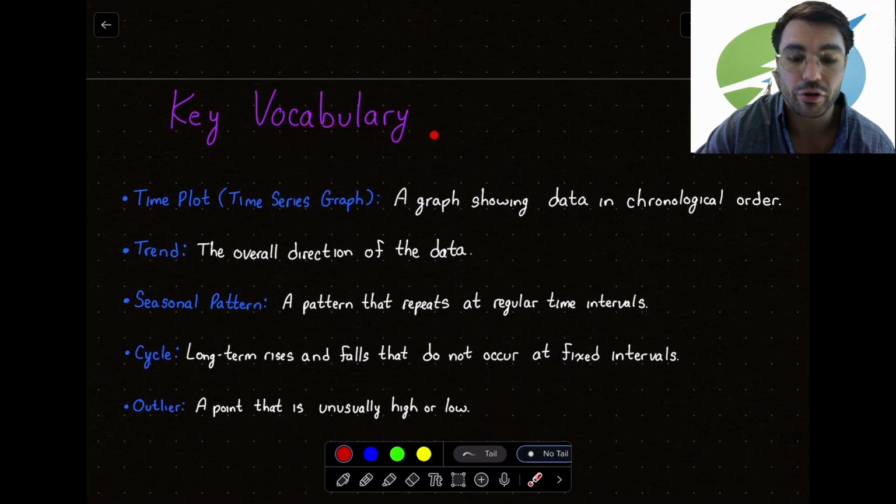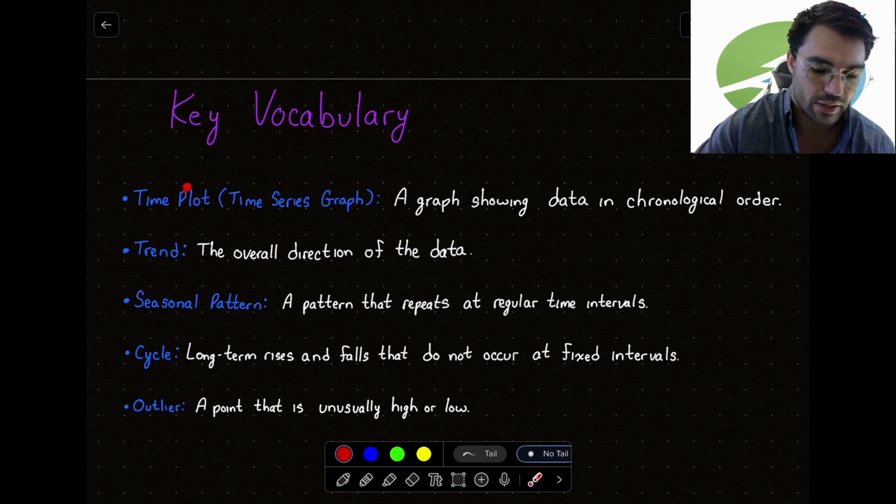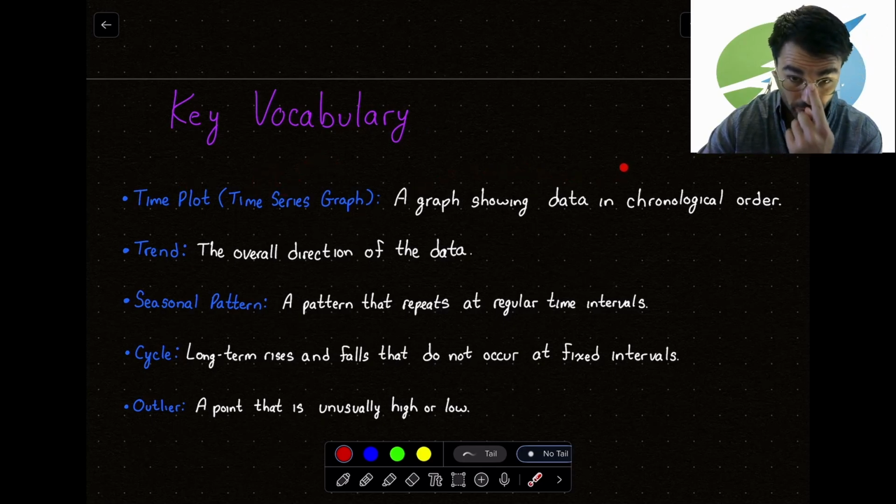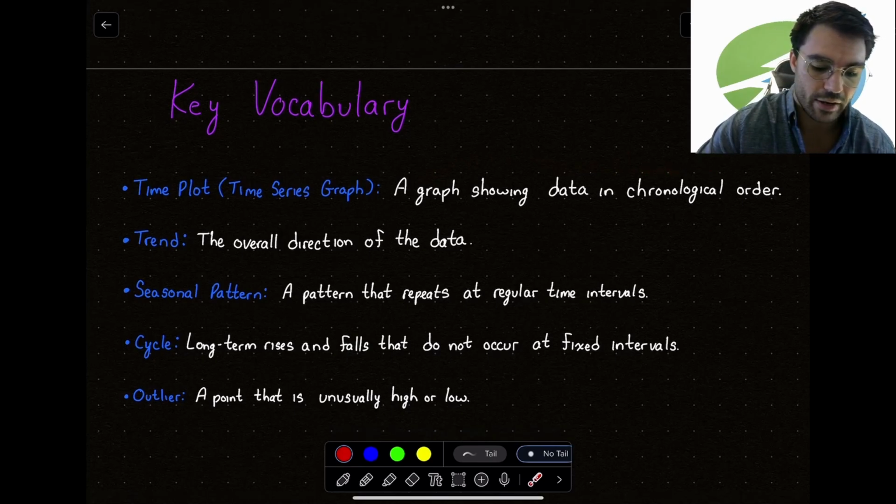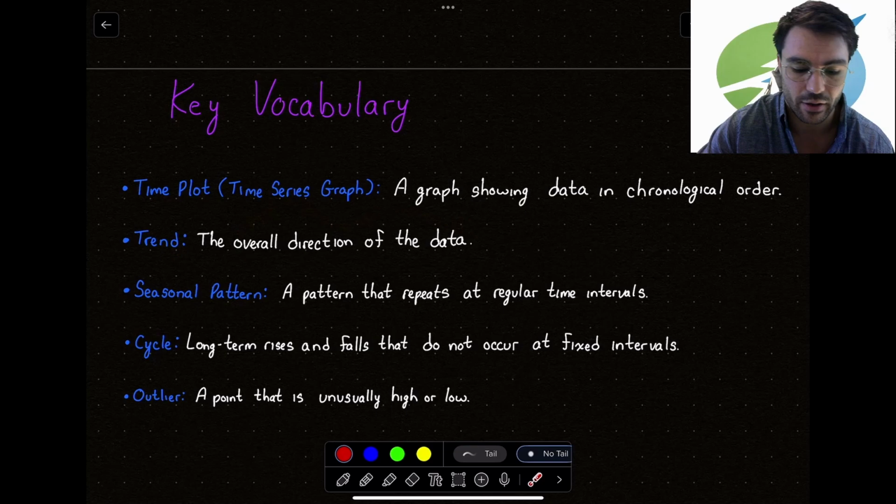Some vocabulary words to go over. Time plot, also known as time series graph: a graph showing data in chronological order. Trend, this is a key word here: the overall direction of the data.